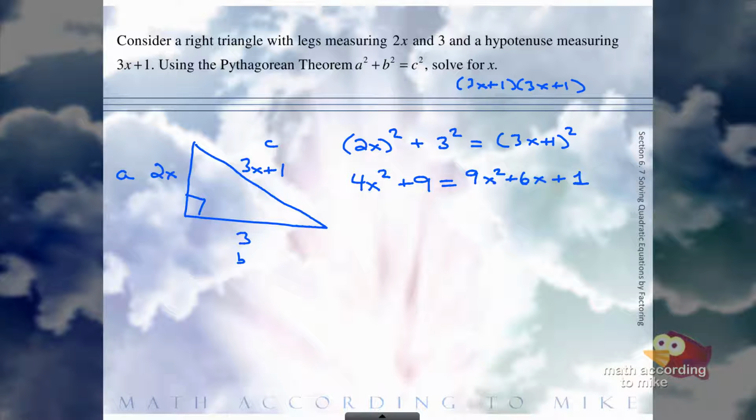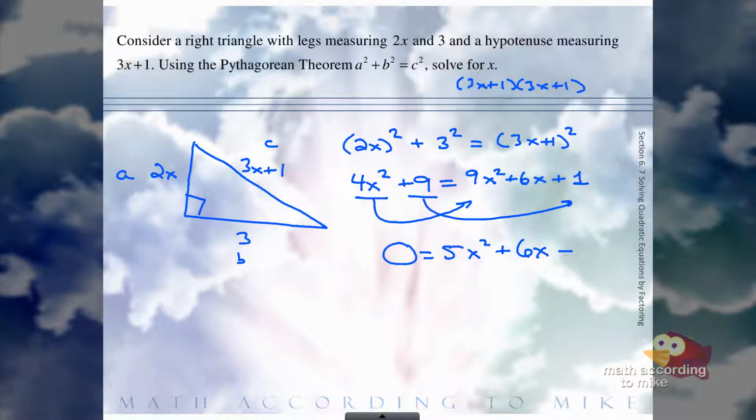All right, now what I'm going to do is bring everything to the right-hand side. I'm going to subtract 4x squared. I'm going to subtract 9. Doing so gives me the equation 0 is equal to 5x squared plus 6x minus 8. This factors as 5x minus 4, x plus 2.